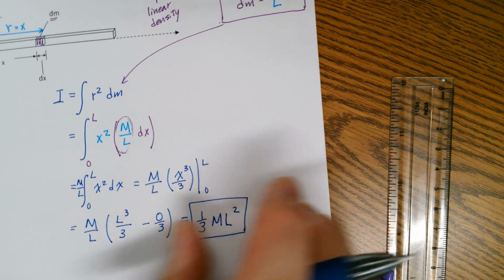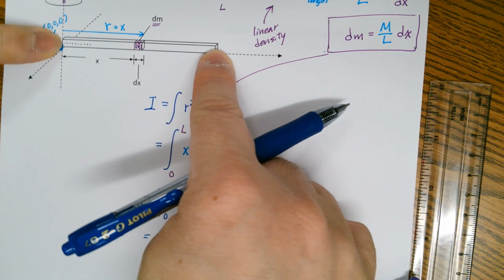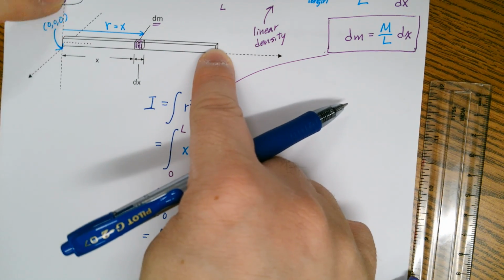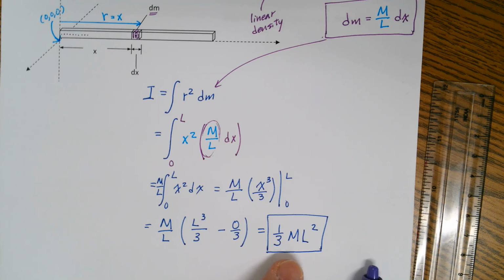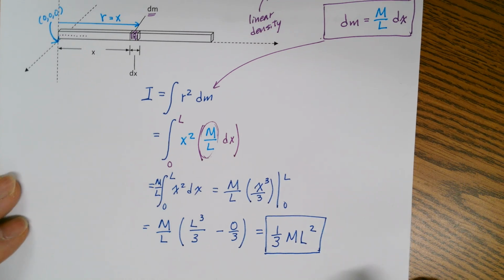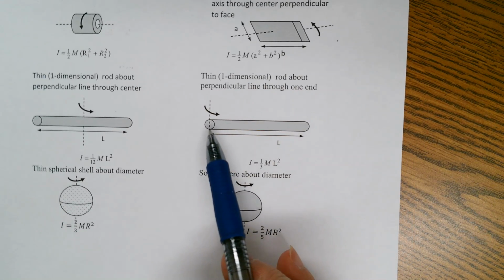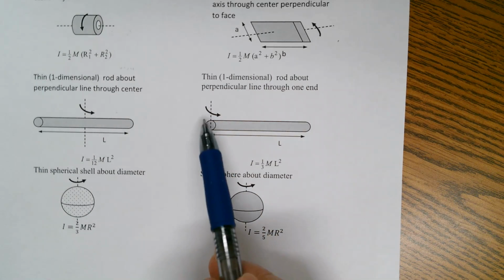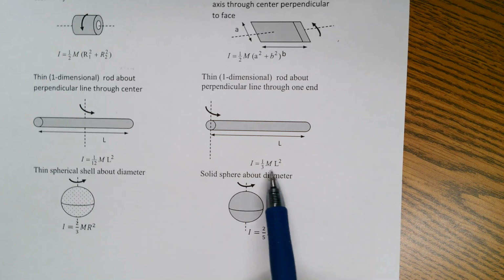So, if you are to rotate a thin rod at the end, so if you attach this to some kind of a ball bearing and spin this thing around, it would have a moment of inertia of 1/3 m L squared. And if you were to look at the last page, that's exactly what we have right here. We have a rod that's rotated at the end, and my moment of inertia happens to be 1/3 m L squared.